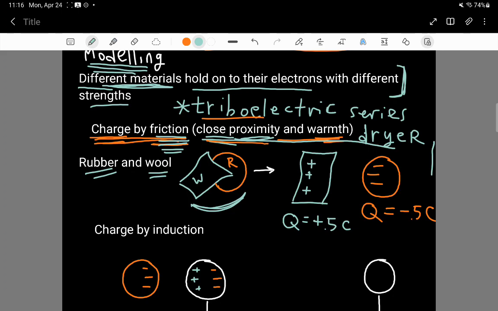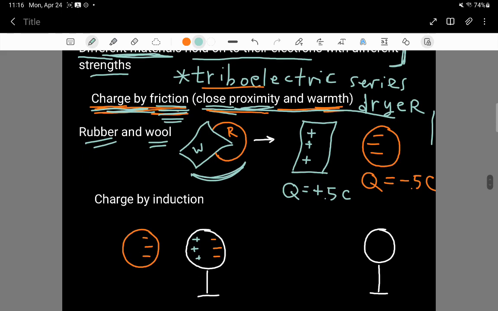Okay, so I've described charging by friction. Let me complete the picture by using the charging by friction to now charge by induction. So you can see I've got this rubber balloon. It's here. So here's the rubber balloon, R for rubber. And this thing right here, next to it, is a metal sphere.